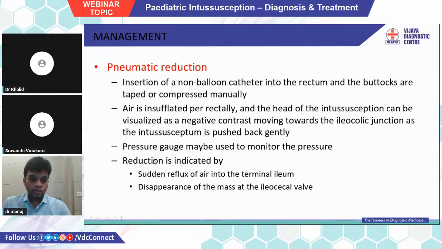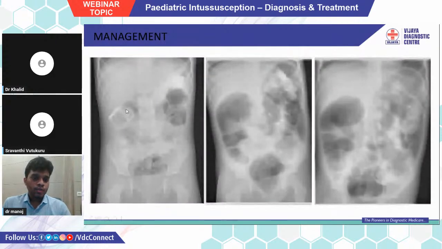So how do we know the reduction has occurred? There will be sudden reflux of air into the terminal ileum, and there will be a mass at the IC junction, which will disappear eventually. So this was a case of a 4-year-old boy who presented with intussusception with the head of the intussusception at the right upper quadrant.